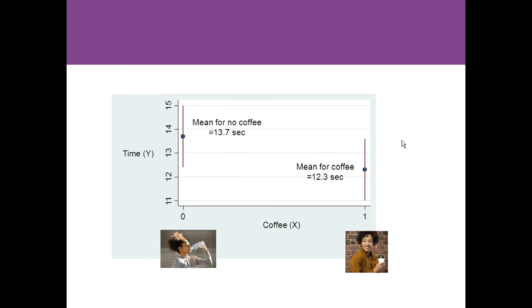Confidence intervals can be applied to the means of each group. Here, I've added in red bars the width of the 95% confidence intervals for the water or no coffee group, and also for the coffee drinking group. And what we see is that there is some overlap between about 12.5 seconds up to 13.5 seconds in the 95% confidence intervals for the two groups.